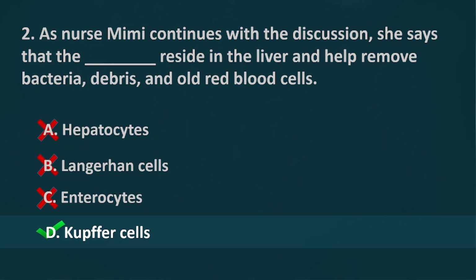The correct answer is letter D. Kupffer cells. These cells play a role in removing bacteria, debris and helping the hepatocytes turn parts of the old red blood cells into bilirubin. Hepatocytes are mainly involved in carbohydrate, lipid, and protein metabolism. Langerhans cells reside in the epidermis of our skin, which determines the appropriate inflammatory response. Enterocytes are found in the intestine. It ensures the uptake of ions, water, nutrients, and vitamins.